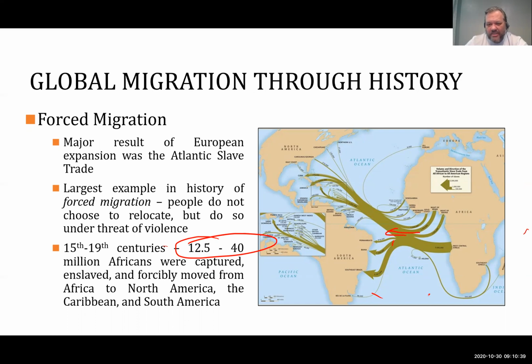This is called the Middle Passage, if you've heard of that. And a lot of captured, or we'll just say kidnapped, Africans died along the way, but this is by far the largest forced migration that we've had between the 15th and 19th centuries. Again, between 12.5 and 40 million people.